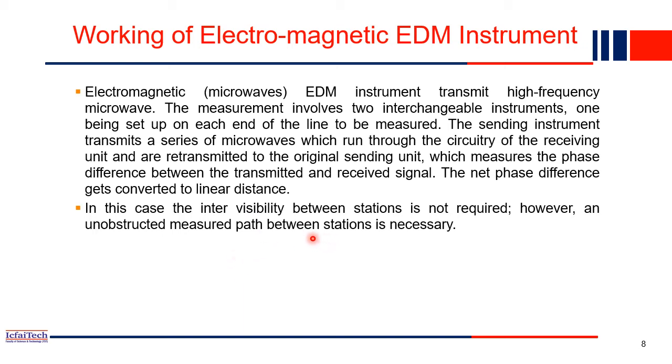Optical signal means light, basically visible light we are sending. The next one is electromagnetic, the microwave. So this one is the working principle of the microwave instrument. The EDM instrument transmits high frequency microwave, and this is what we most commonly use.